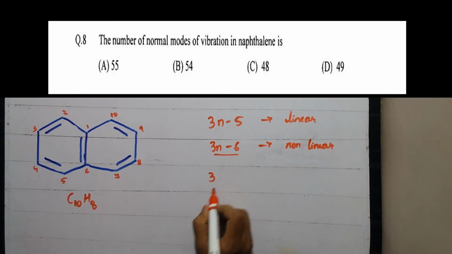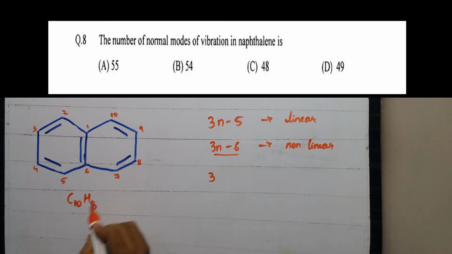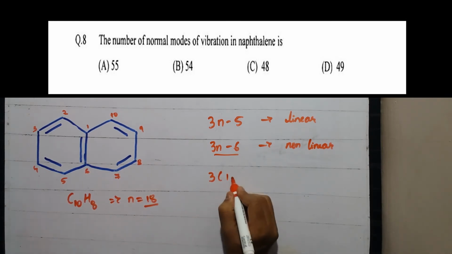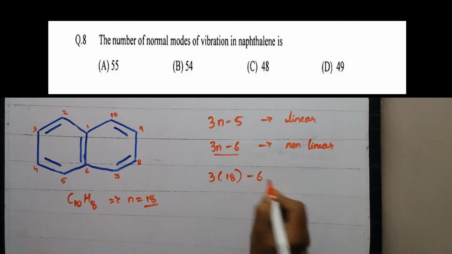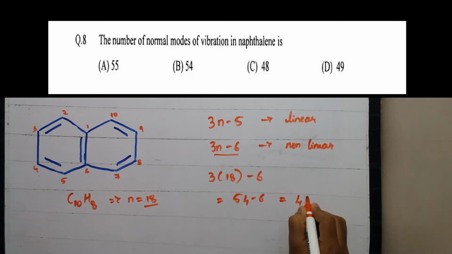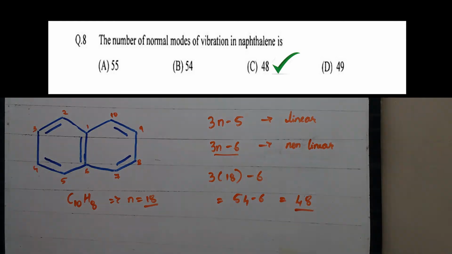3n minus 6, where n would be the total number of atoms present, that is 10 carbon and 8 hydrogen. So the n value would be 10 plus 8, which is 18. So 3 into 18 minus 6 equals 54 minus 6. Therefore, naphthalene contains 48 modes of vibration.